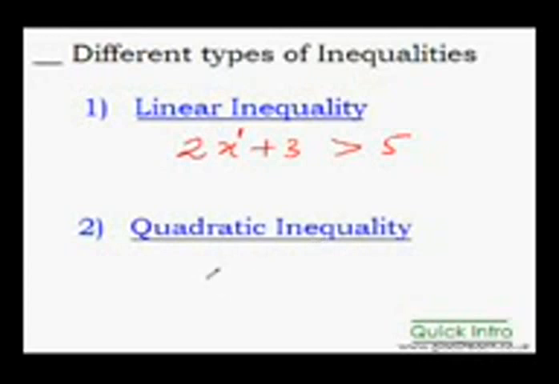Following the same logic, the inequality created from a quadratic equation would be a quadratic inequality. For example, x square minus 6x plus 16 equal to 0. Now this is a quadratic equation. Why? Because the highest power of x is 2, isn't it? So if I replace this equal to sign with any inequality sign, greater than, less than, less than or equal to, or greater than or equal to, we will have a quadratic inequality. Now we just need to know how to solve these inequalities.